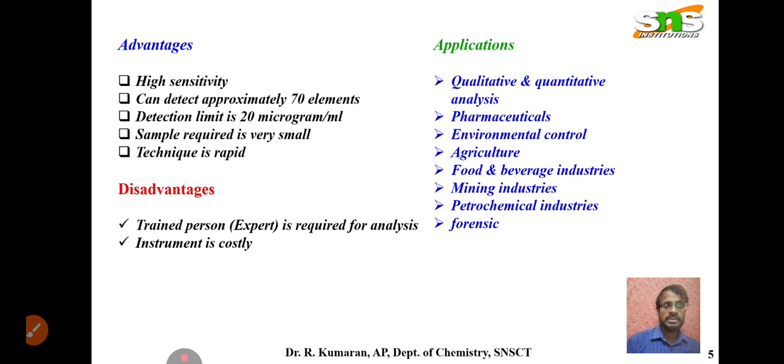These reasons show the importance of atomic absorption spectroscopy.